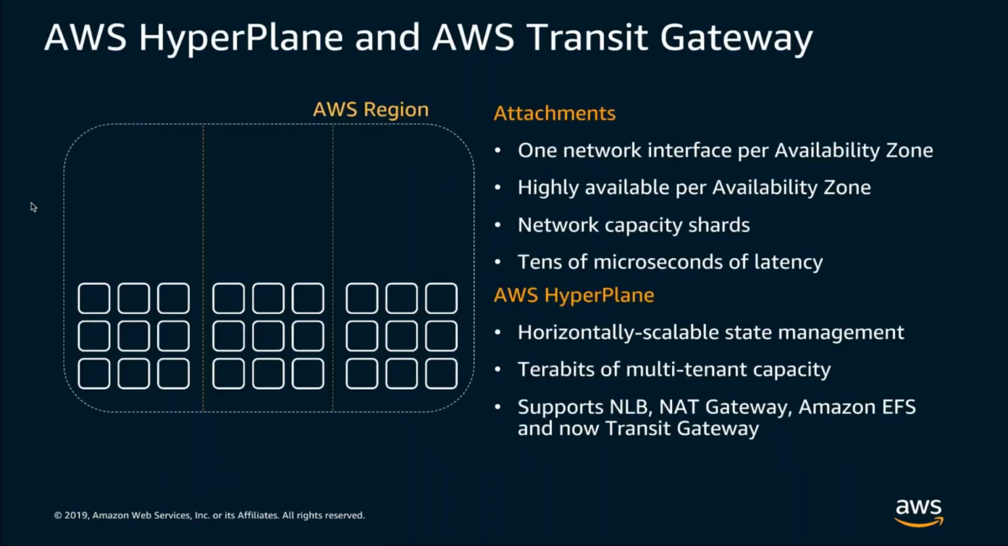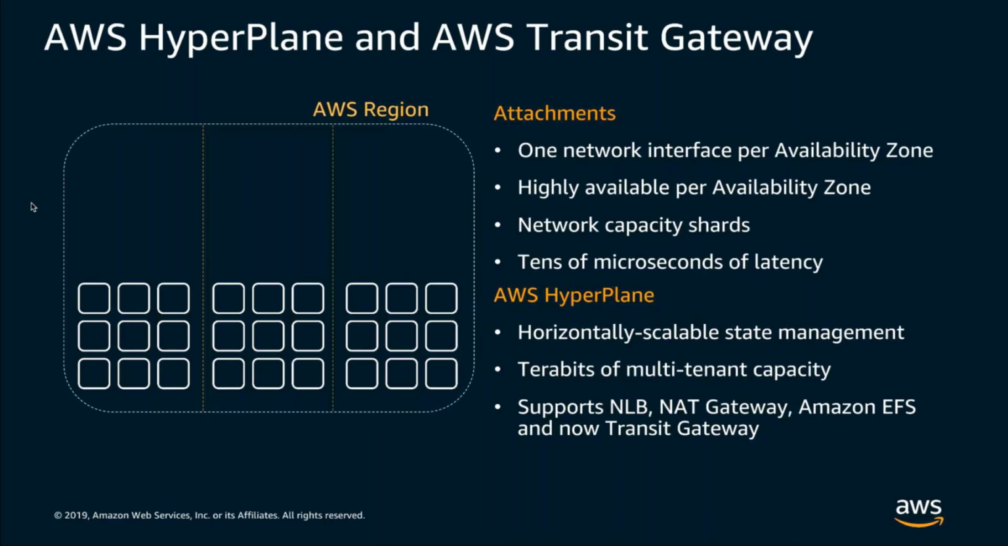So let's talk about AWS Hyperplane, which is the platform supporting Transit Gateway, or the underlying infra for Transit Gateway. Hyperplane is a highly horizontally scalable platform. It's a cellular architecture, and it can process terabytes of multi-tenant data across it. Also, it's a platform that we've been using for our Network Load Balancers, NAT gateways, PrivateLink, and EFS. And now we are using it for Transit Gateway. It's a layer 3 version of that.